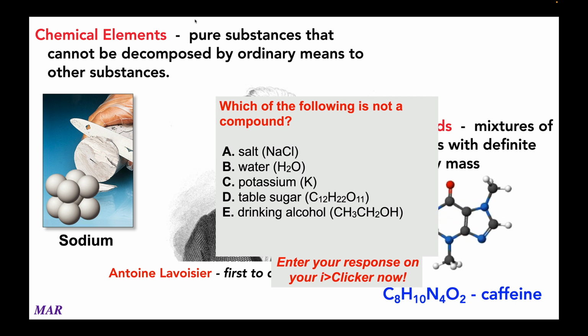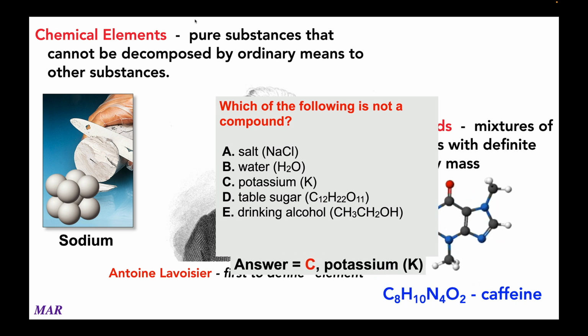So salt, sodium chloride, is NaCl. That would be a compound. And water, H2O, 2 parts hydrogen to 1 part oxygen. That's a compound. But potassium, K right there, potassium's actually on the periodic table. It's number 19 if you have a periodic table in front of you. So potassium is an element. That is not a compound. That's one of the building blocks of things. You can make potassium nitrate and potassium chloride, etc. But potassium itself is not a compound.